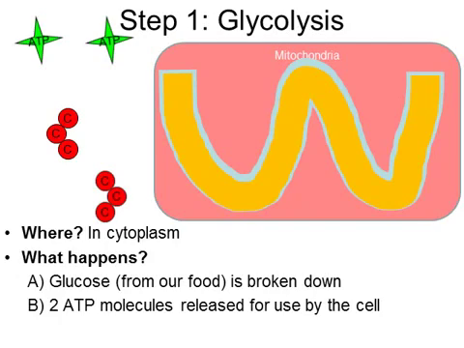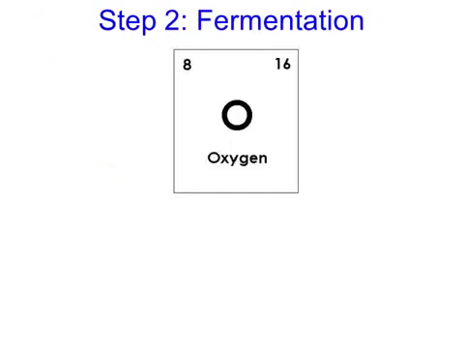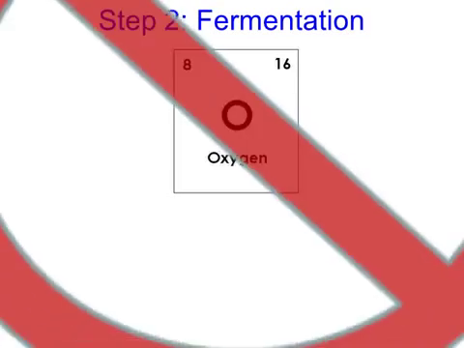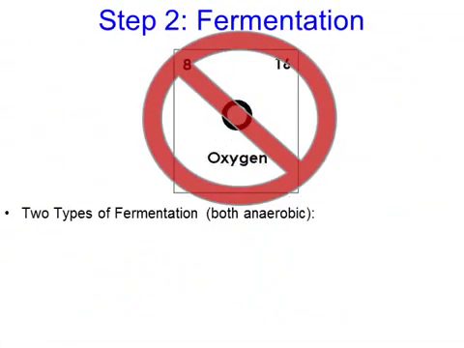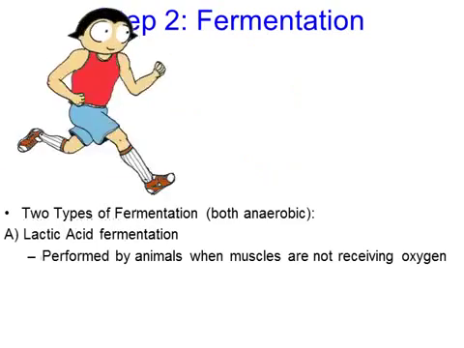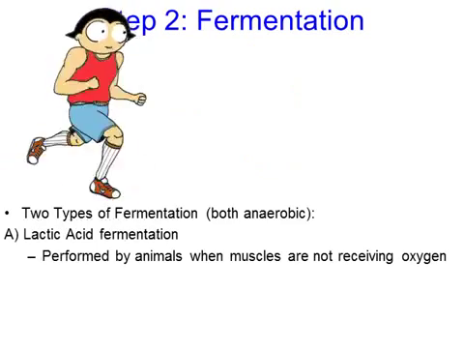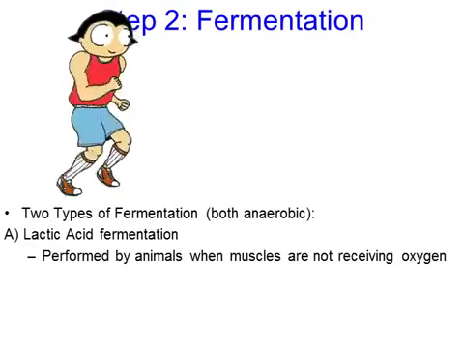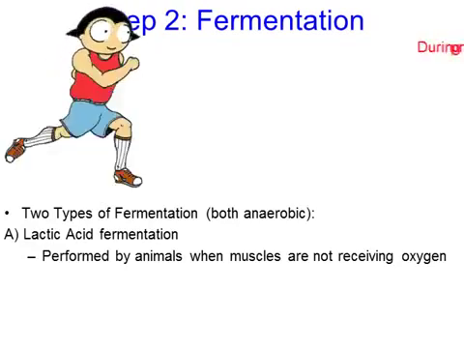So here, let's follow this. Let's move on from glycolysis, step 1, to fermentation, step 2. Here we have a picture of the periodic table square of oxygen. Notice how oxygen's just been canceled out because fermentation is an anaerobic process, which means no oxygen is involved in the fermentation process. There's two kinds of fermentation. The first is called lactic acid fermentation. It's performed by animals when muscles are not receiving oxygen.